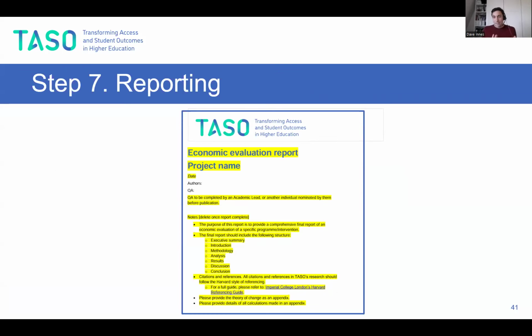And that completes the technical aspects of conducting the economic evaluation. The final step in the report is reporting on it. And here we've got a template that can be accessed online and just details the sections of the report and what should be included to report on an economic evaluation.